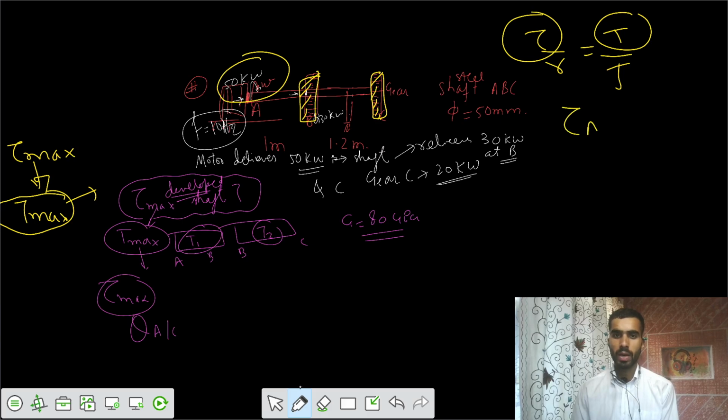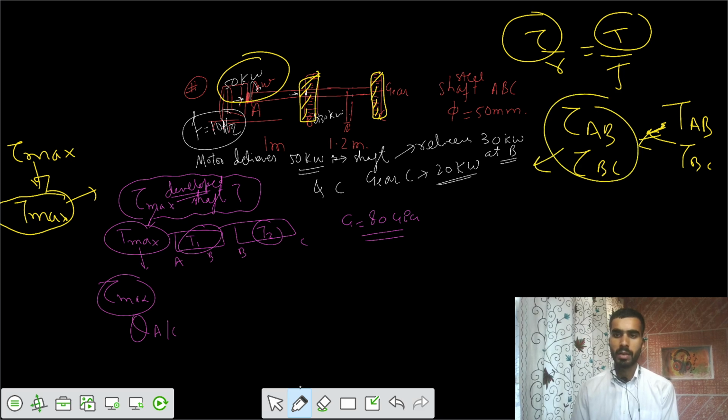So we have TAB and TBC. Once you go through these, some value of T would be maximum. So accordingly we can get T maximum and tau maximum. We need to convert the power delivered in terms of torque, because from the torque delivered we can get the power delivered.